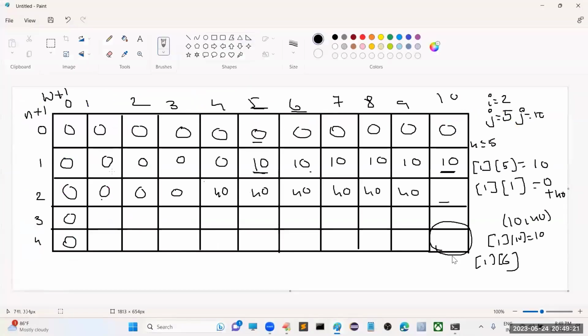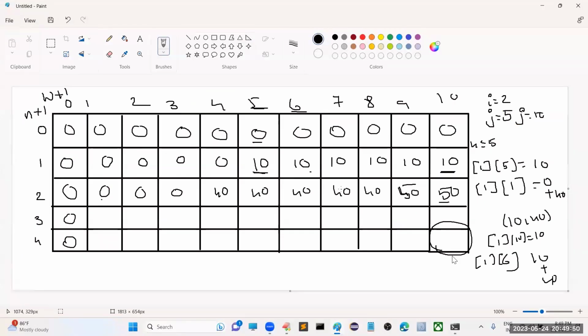So dp of 1, 6. What is the 1, 6 value? The 1, 6 value is 10. So 10 plus, what is the profit? 40. 10 plus 40, we are going to get 50, I think here. And here also, I think so, we are going to get 50. So you can see here, slowly we are trying to add the weights, and the corresponding profits we keep on adding, sir. Okay. I think row 0, row 1, row 2 are clear for you people, right?